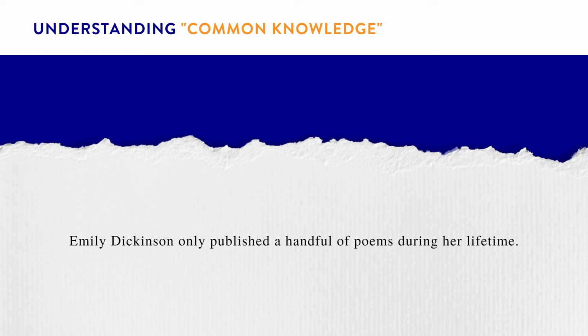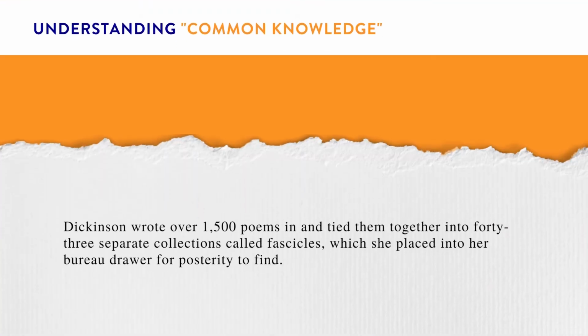For example, if you were doing research and read the sentence, Emily Dickinson only published a handful of poems during her lifetime, this would not need to be cited as it contains common knowledge about Emily Dickinson. However, the sentence, Dickinson wrote over 1,500 poems and tied them together into 43 separate collections called fascicles, which she placed into her bureau drawer for posterity to find, would need to be cited because it contains factual information. Therefore, you would need to tell your reader where you got this information from.